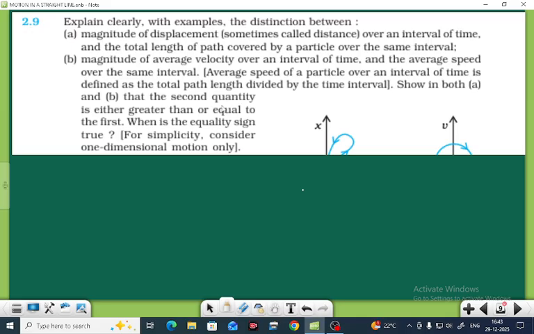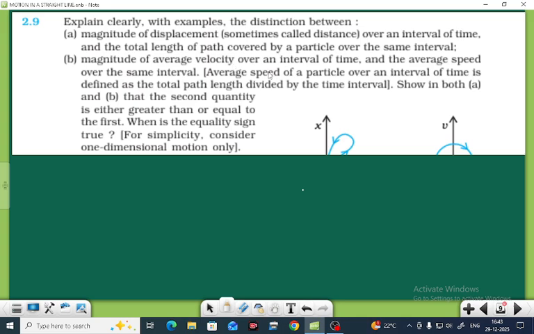Hello everyone, today we shall discuss question number 2.9 of motion in a straight line. Explain clearly with examples the distinction between magnitude of displacement, sometimes called distance, over an interval of time, and the total length of path covered by a particle over the same time interval. Magnitude of average velocity over an interval of time and the average speed over the same interval.